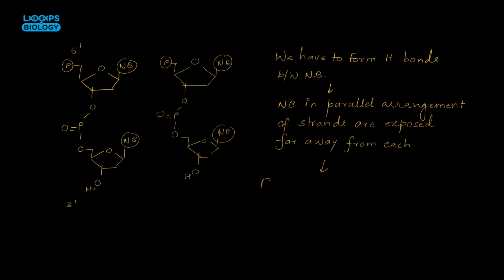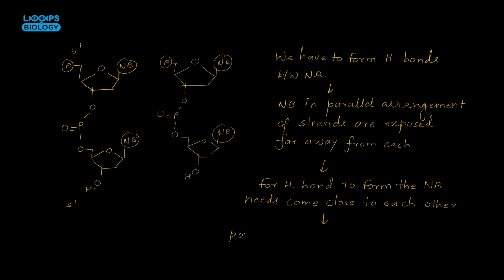All right. So for hydrogen bonds to form, the nitrogenous bases need to come close to each other. And that is only possible when the strands are antiparallel.